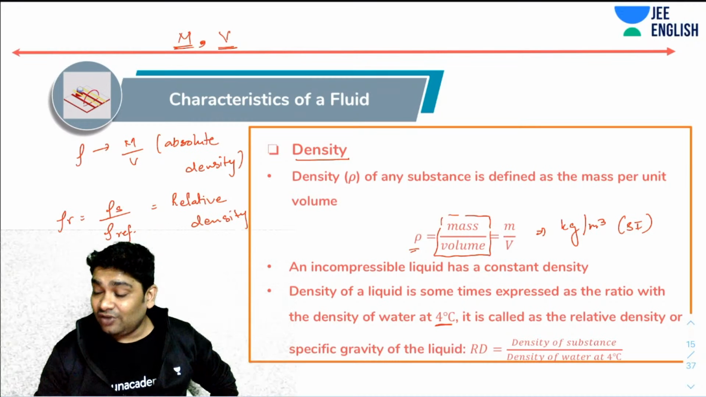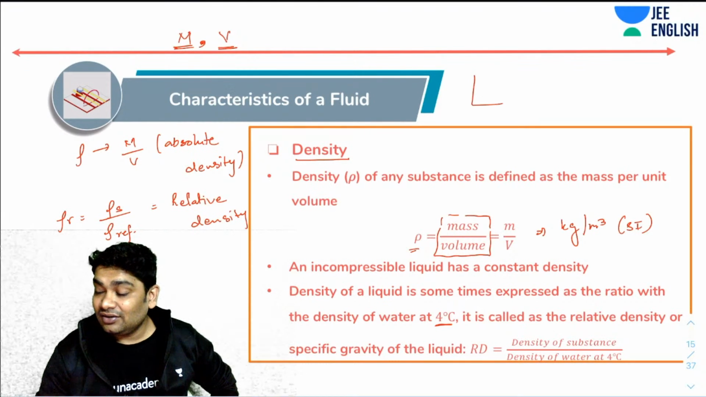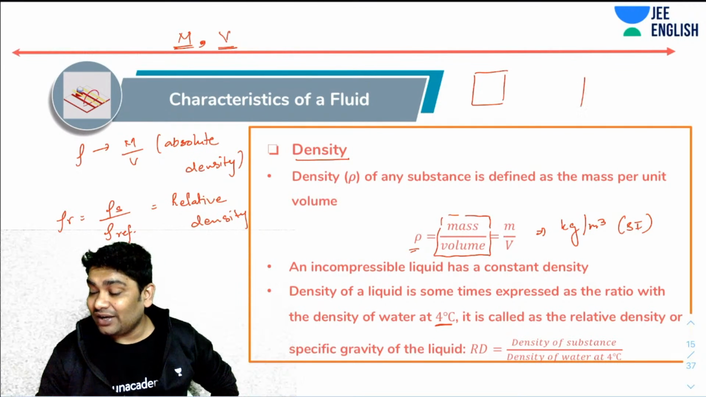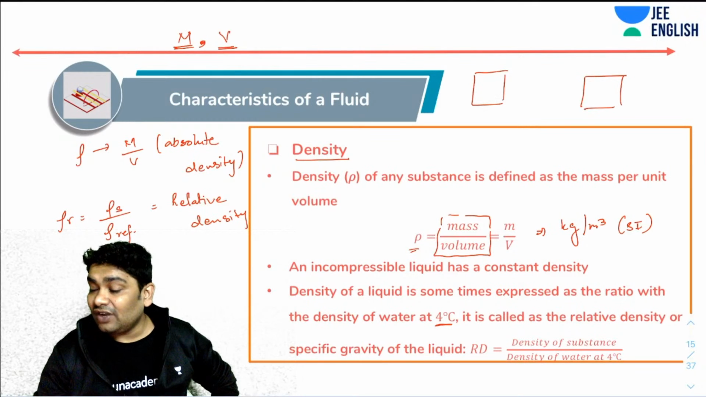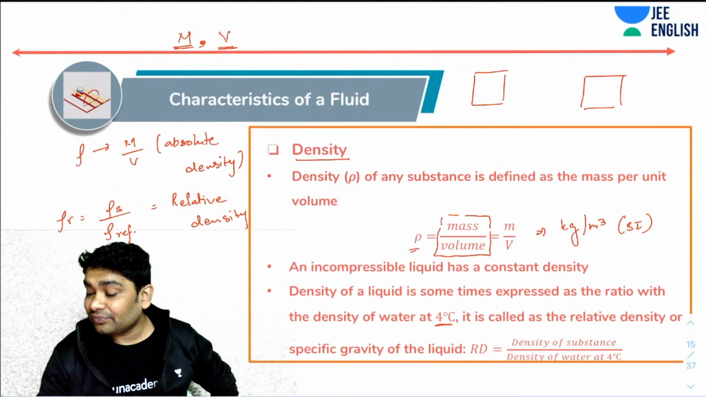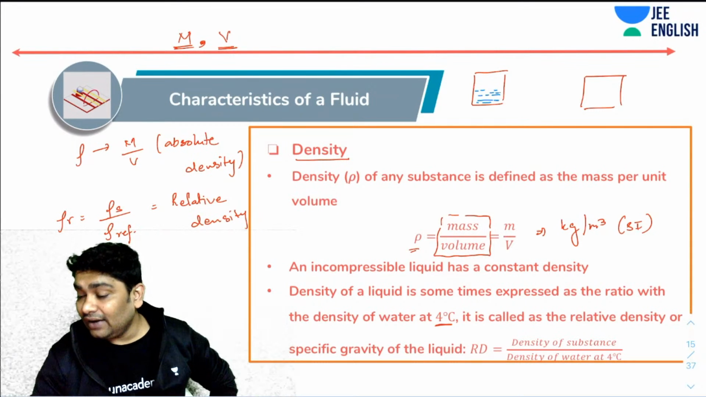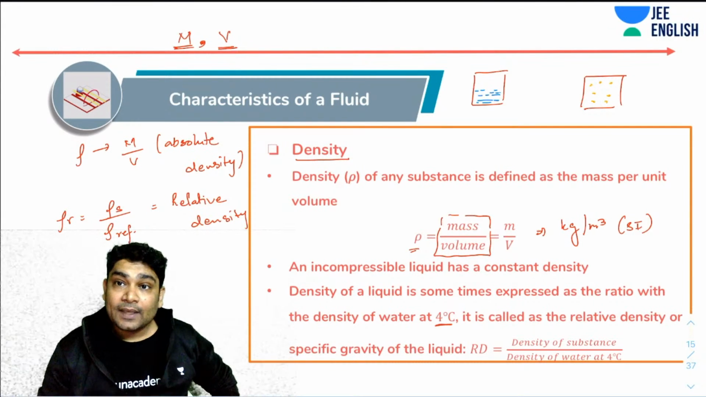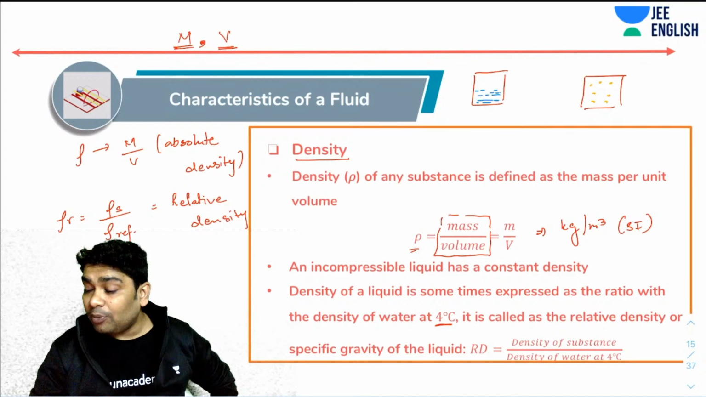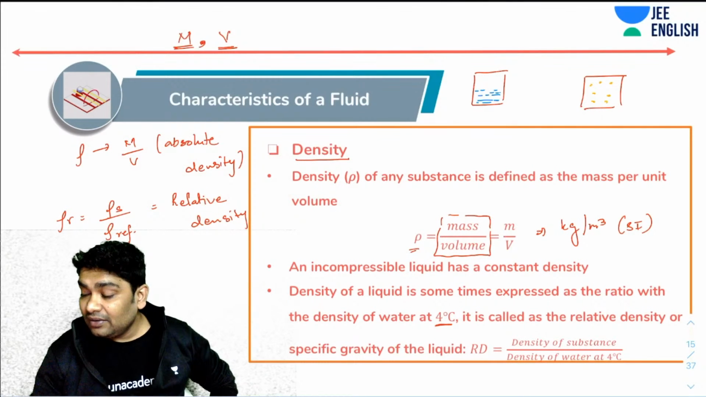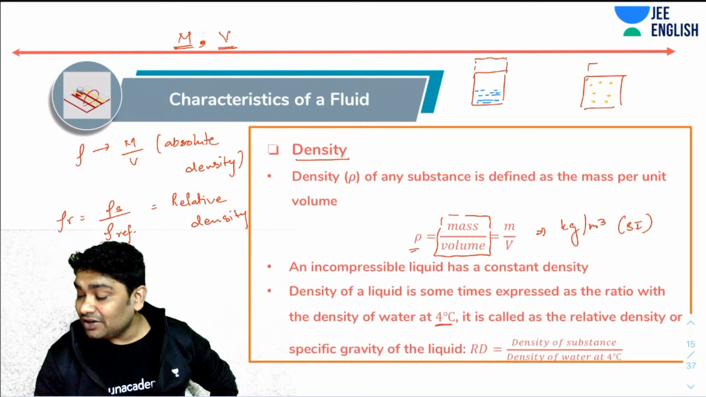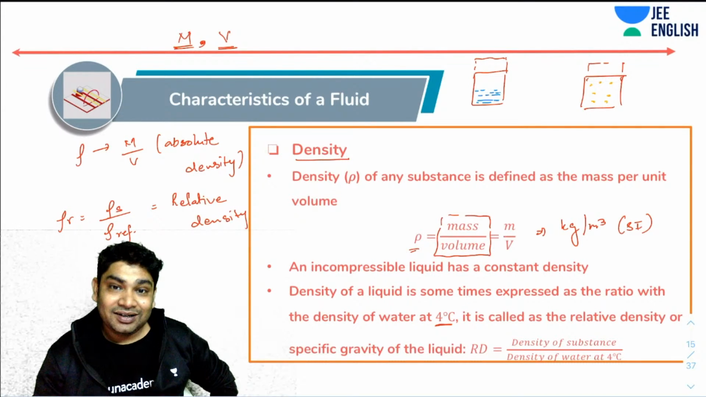So let's say, for instance, take two containers. Imagine one of them has a liquid like this, and the other one has a gas. Now, what you will realize is that if I pull the boundaries up, if I make the container longer, imagine if the boundaries were movable.